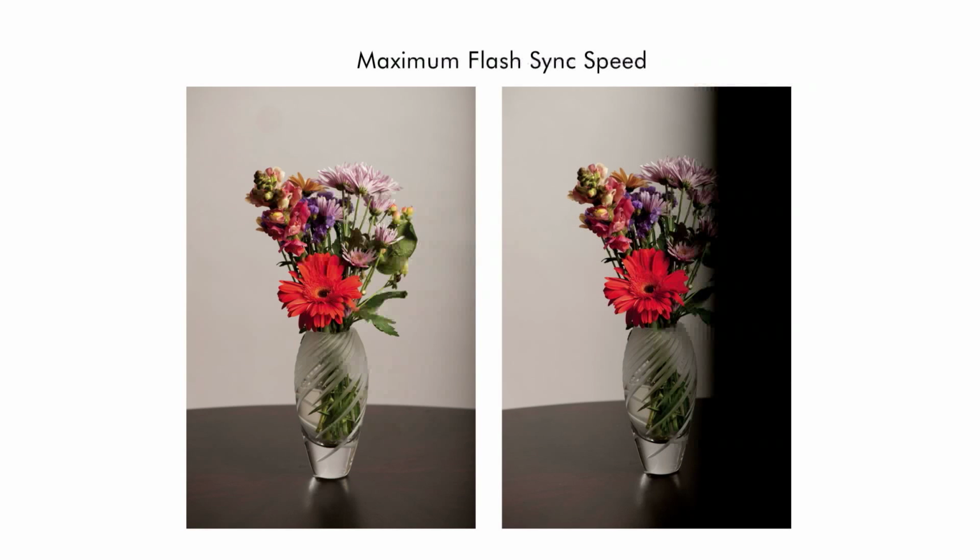This image shows what happens if you use a flash at a shutter speed higher than your maximum flash sync speed. A shutter curtain blocks some of the sensor when the flash is firing and gets exposed in the photo. The maximum flash sync speed for most Nikon cameras is 1/250th of a second.